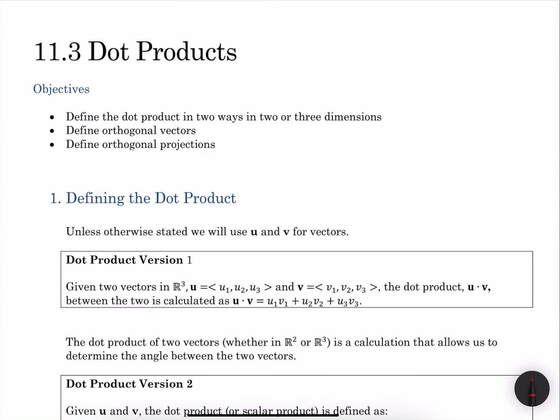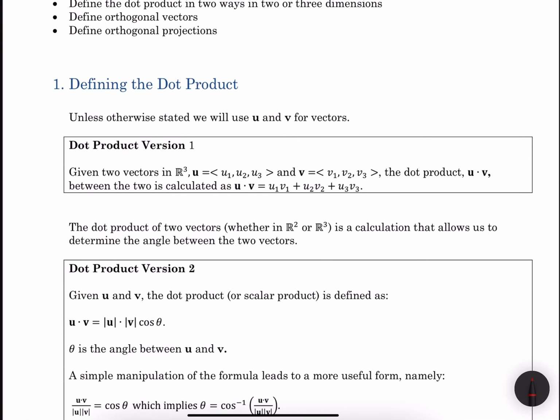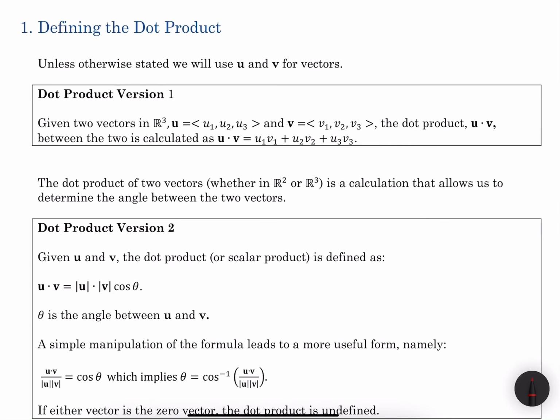Hi students, in this video we're going to cover the dot product. There are two versions of the dot product and we're going to connect the two to help us solve some sorts of problems. So the first version of the dot product is for two vectors we have in R3, meaning that we're going to have two vectors each with three components.